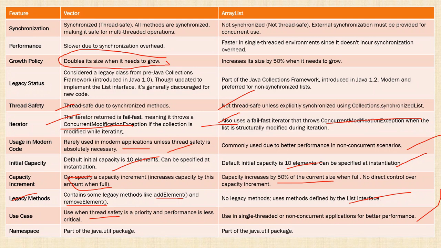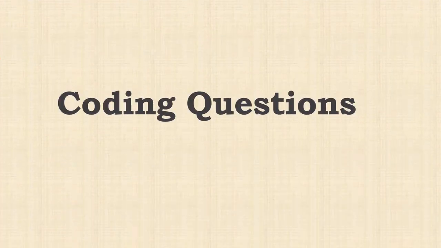Namespace-wise, both are part of the java.util package, so they have similar functionality. There are some differences between Vector and ArrayList, which we discussed, and some similarities as well, which we have also touched on, according to the features. Now we are going to do the coding part to understand clearly how it works, code wise.